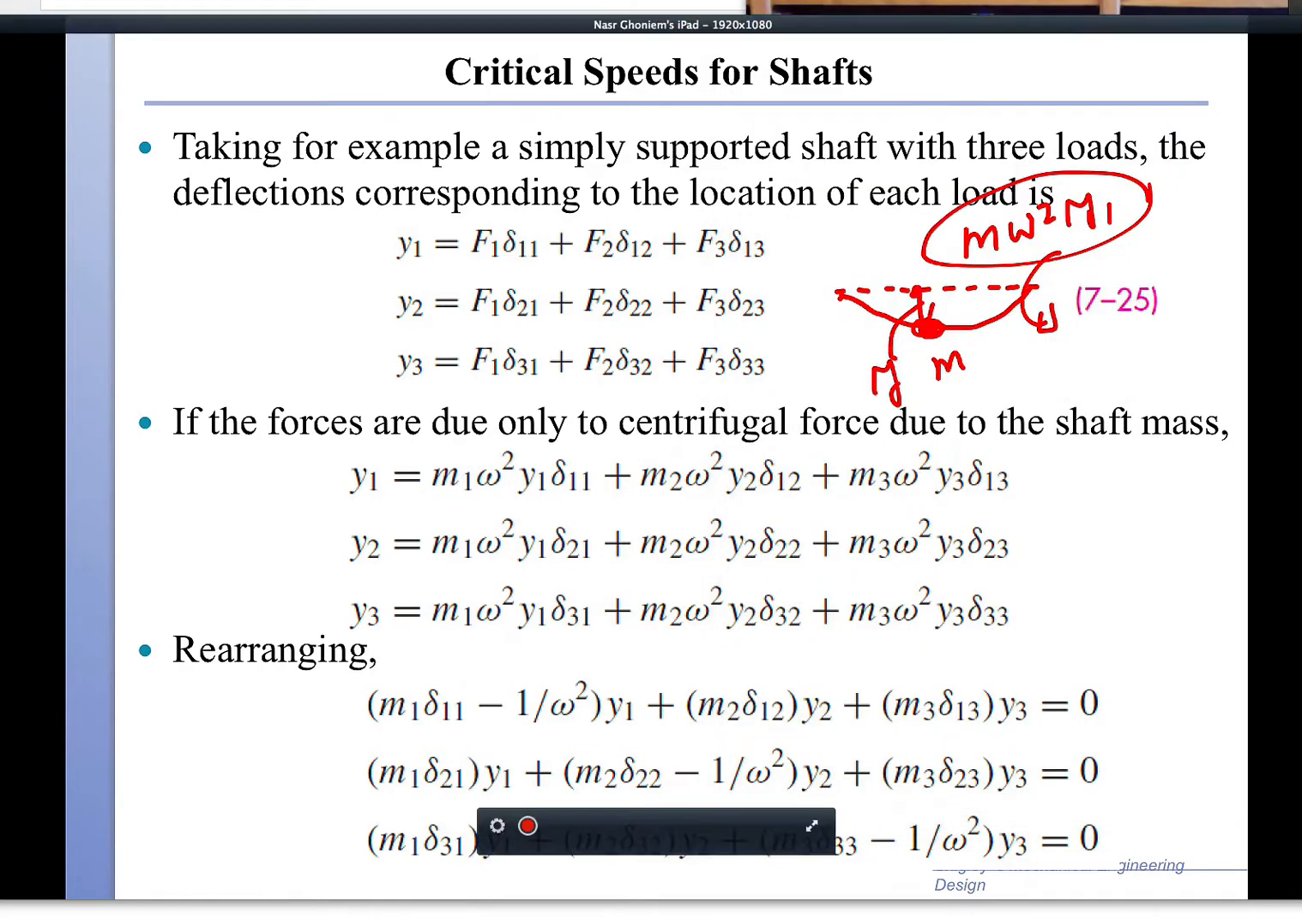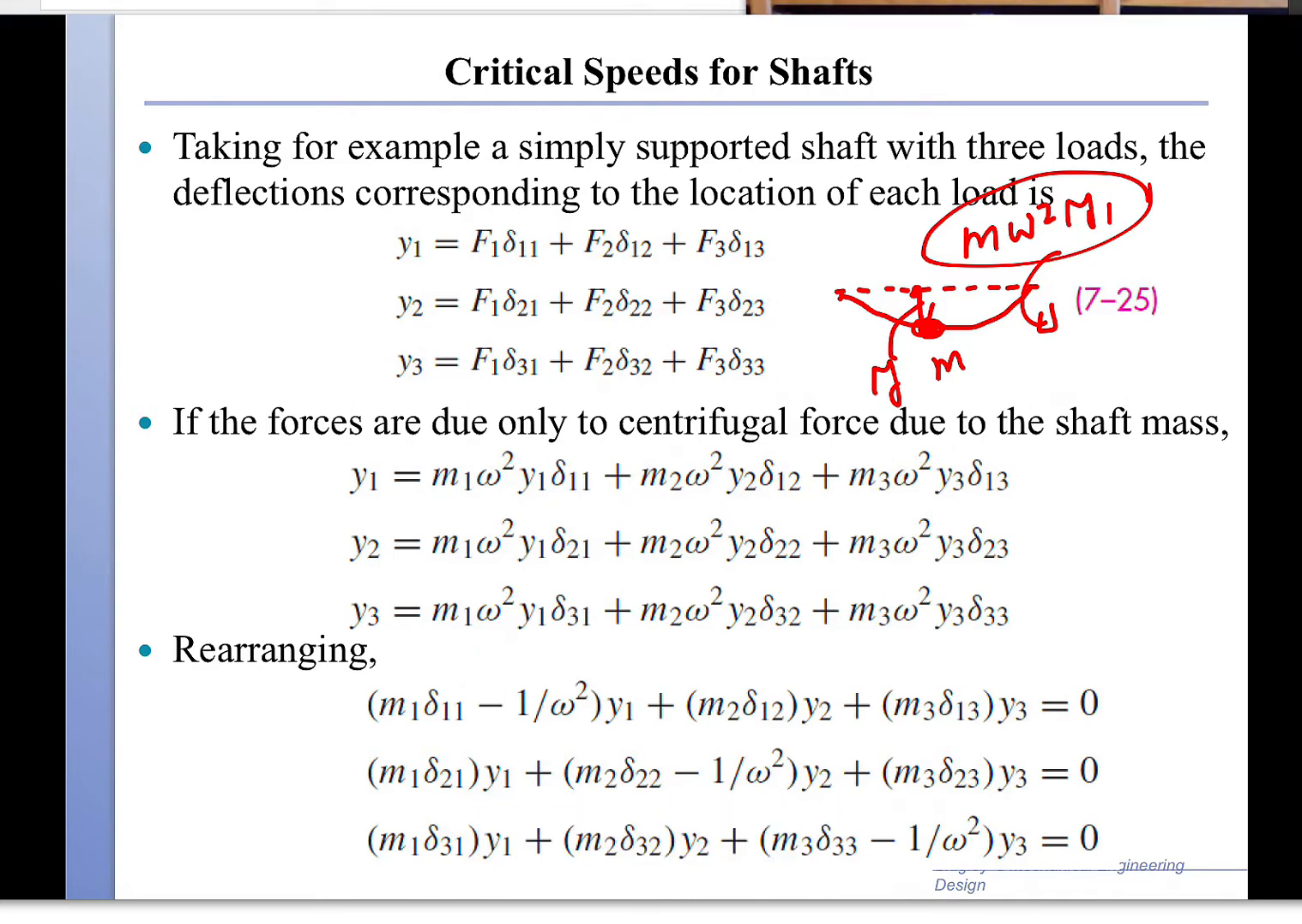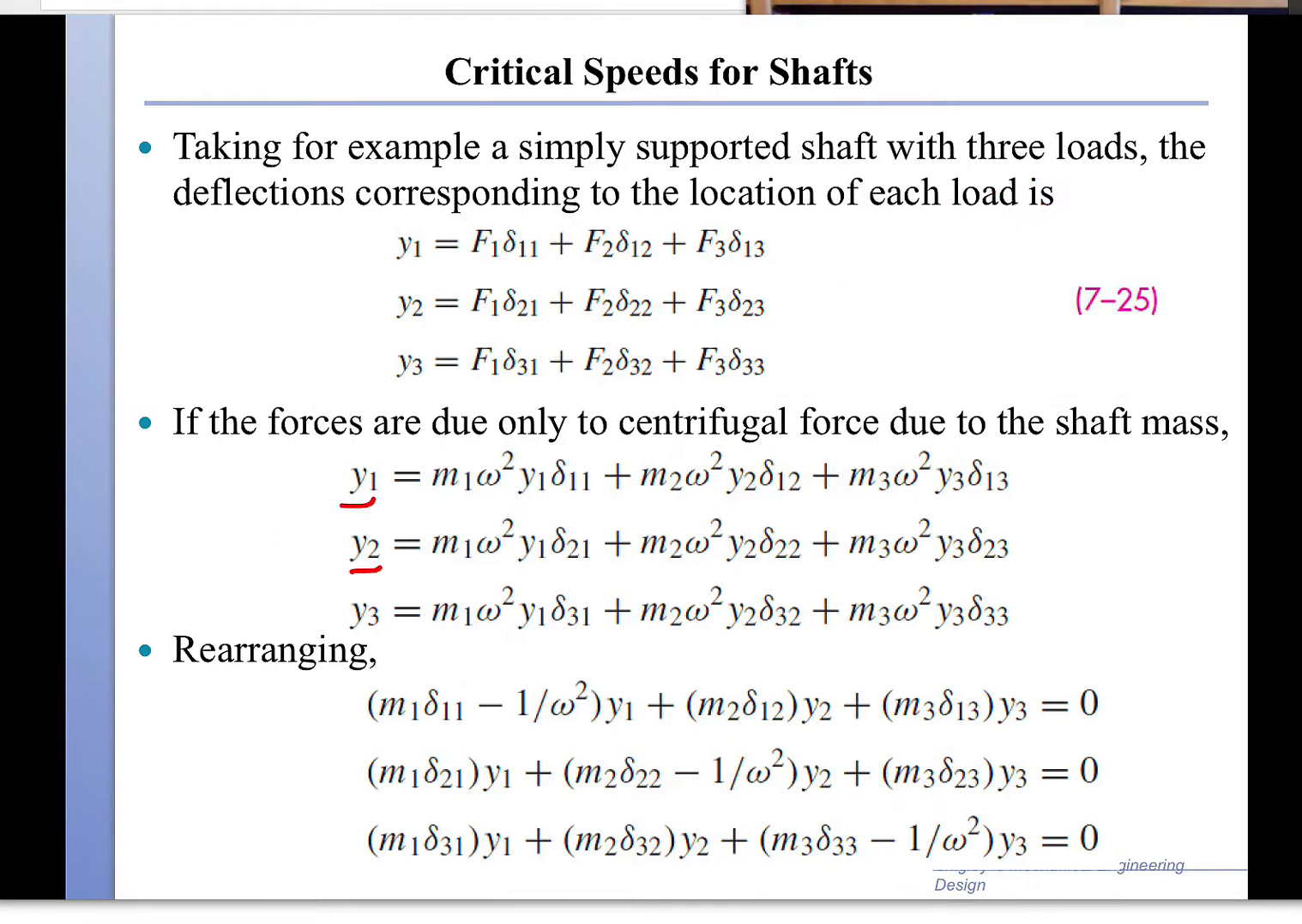So in this special case, the centrifugal force is substituted for F1, F2, F3, and we now have a system of equations, y1 on the left, y2, y3, and on the right you have again y1, y2, and y3. So we can rearrange those. Instead of an inhomogeneous system, it becomes a homogeneous system of algebraic equations.